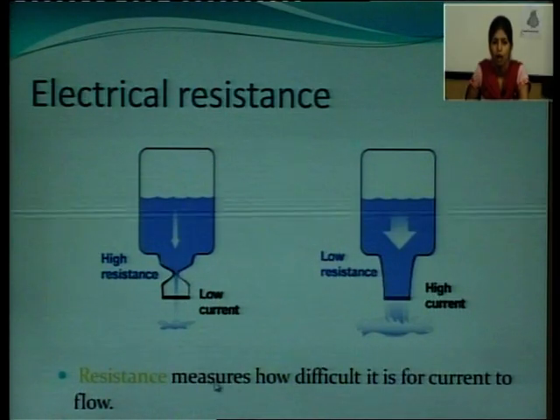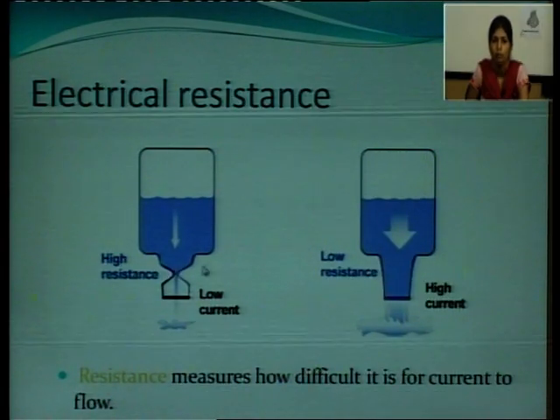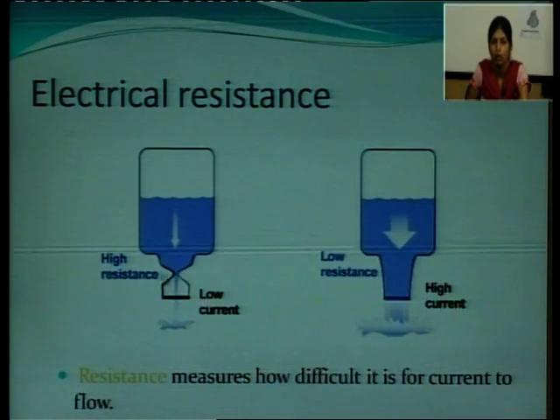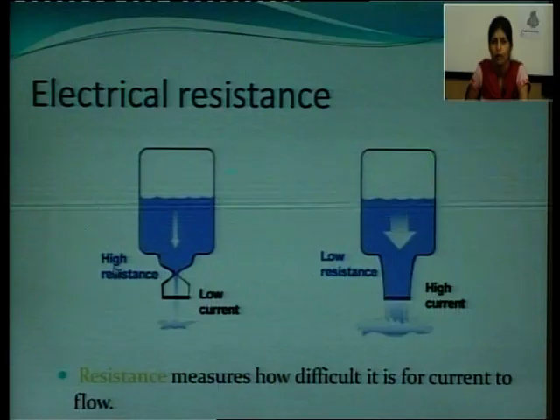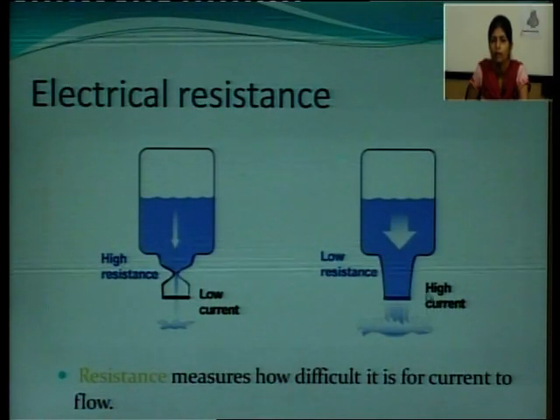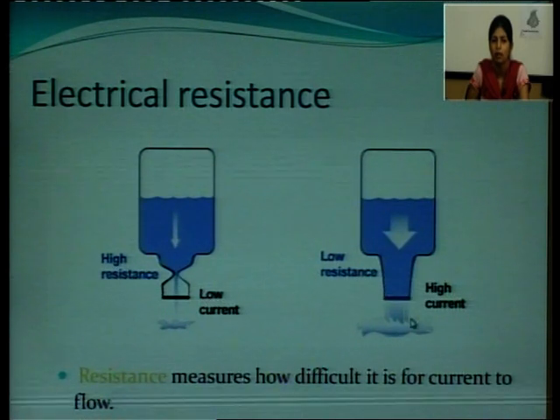Resistance measures how difficult it is for the current to flow. Here the current is low, therefore the resistance is very high, but in this circuit the resistance is very less and the value of current is very high. Means we can say that resistance and current are inversely related.